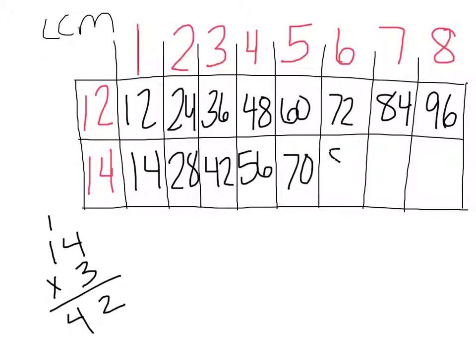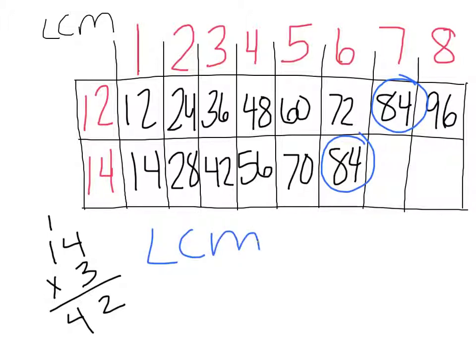We've got our 70, and we've got our 84, and then I see that, thank goodness, I get to stop multiplying 14s because there's my least common multiple. So the LCM of 12 and 14 would equal 84. So that's a review of what we did in class today with the least common multiples.